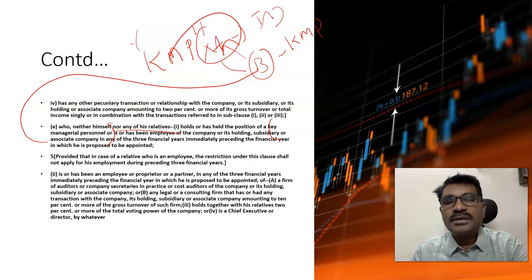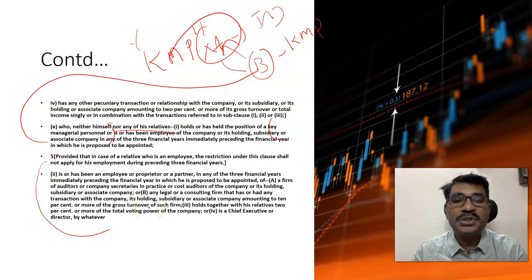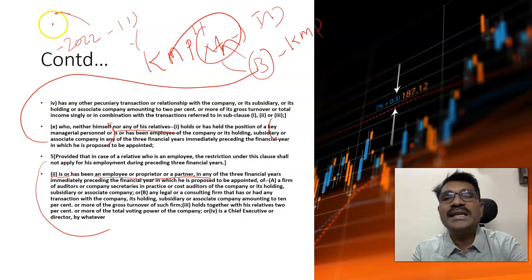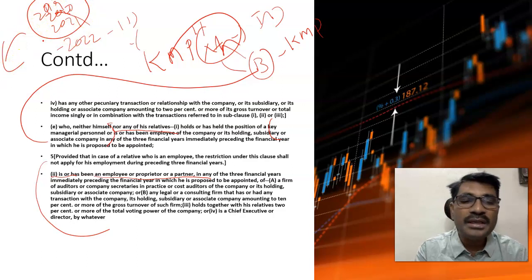And subclause number 2 of the proviso says he is or has been an employee, proprietor, or partner in any of the 3 financial years immediately preceding the financial year in which he is proposed to be appointed. So that means if the person is going to be appointed in 2022 as independent director, the 3 preceding years means 2021, 2020 and 2019. You should not be related to the company as a partner, as an employee or a proprietor.